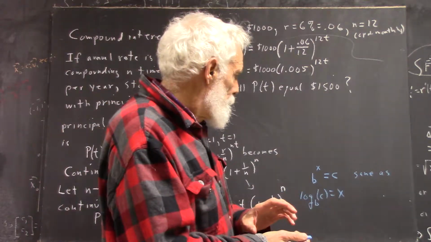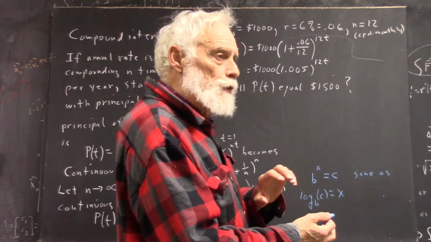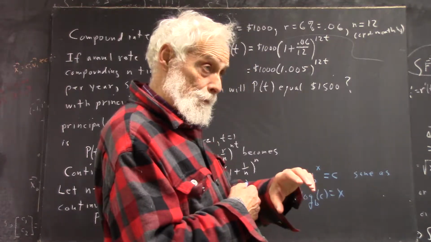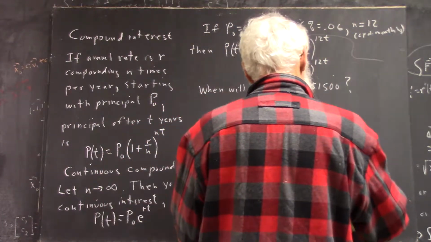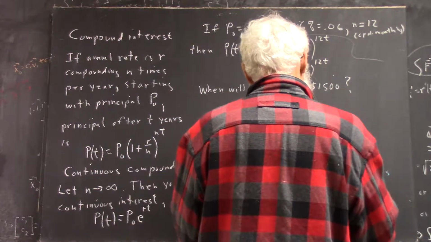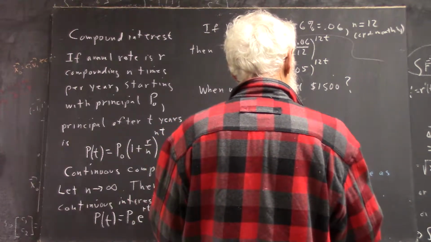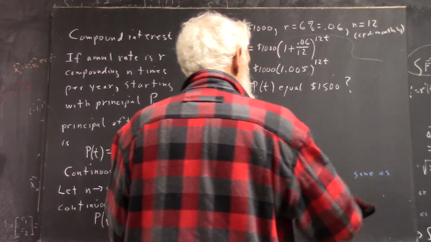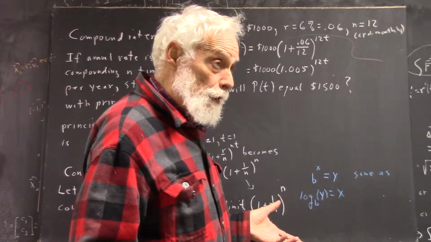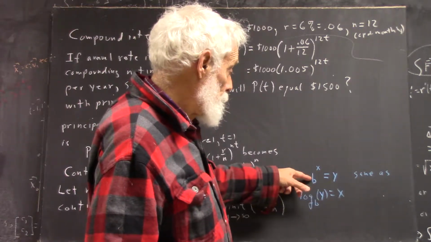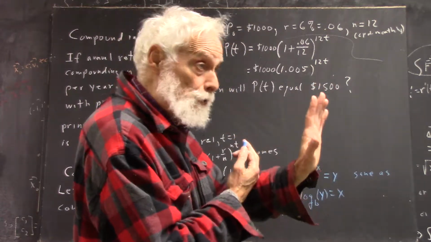It's because the log function just switches the x and the y. Matter of fact, maybe I ought to write it this way. Maybe I ought to use a y instead of c. B to the x equals y means that log base b of y equals x. And you see that we've simply switched where the x and the y are. And we switched then from the exponential to the logarithmic function, which happens just when we switch x and y.